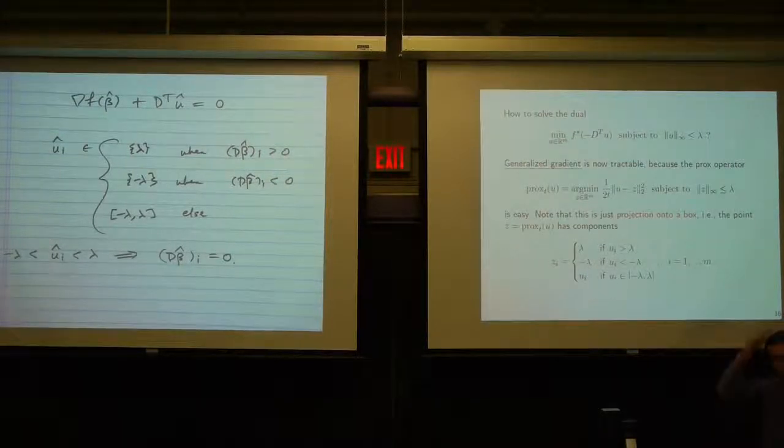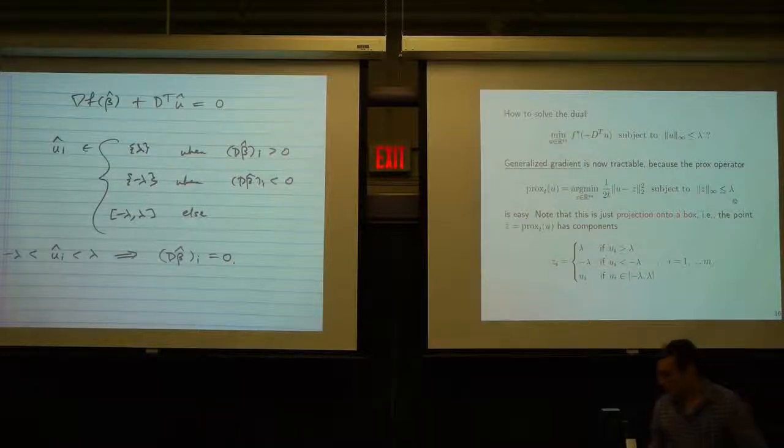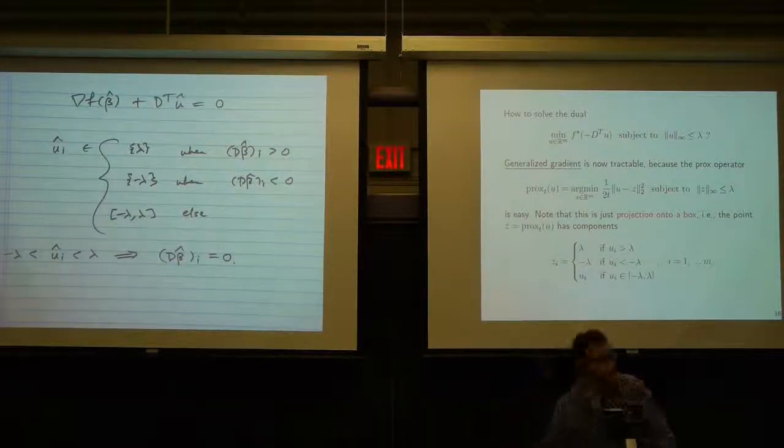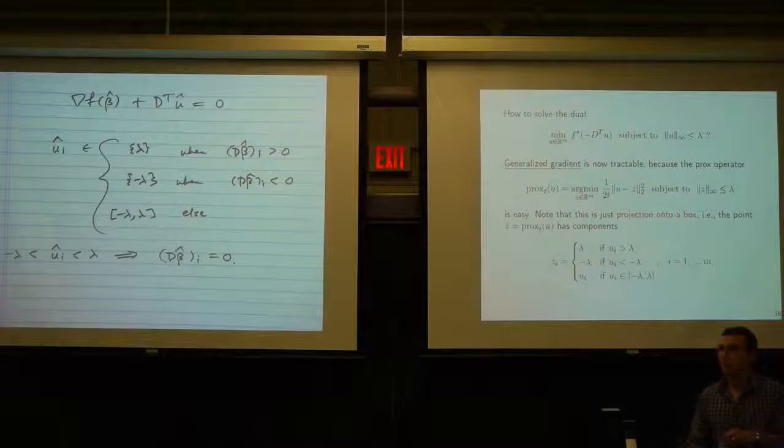Let's be more specific. How are we going to solve this dual problem? Let's look at generalized gradient. That's our first one. So that's now tractable, right? Because the prox operator for this problem is just to minimize least squares subject to an L infinity constraint. And that's just projection onto the L infinity ball. Right, so that's a very simple prox.